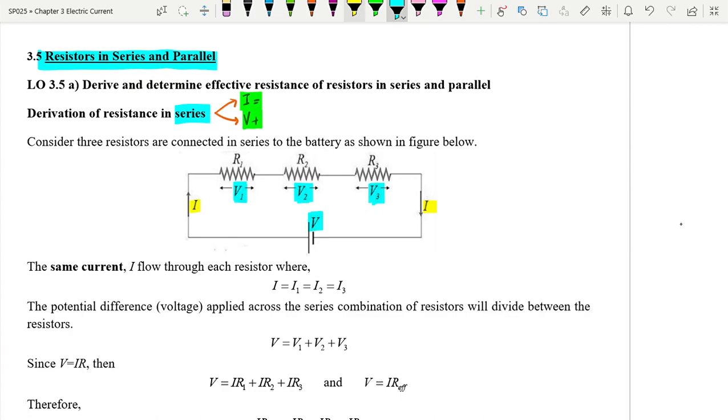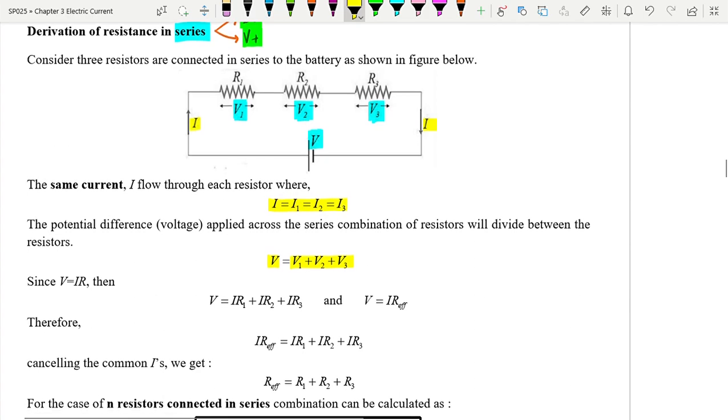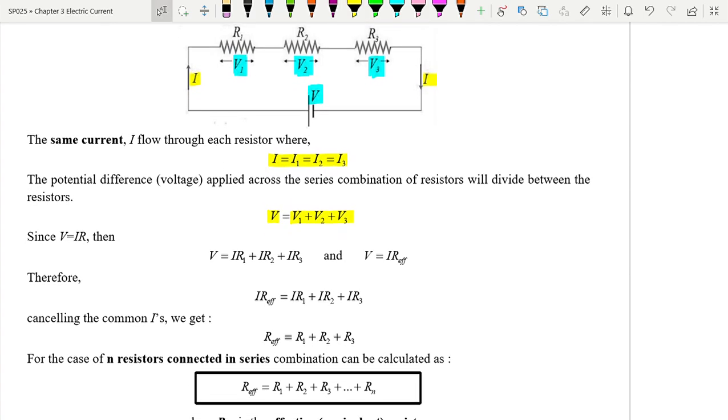So kita fokus kepada poin-poin penting. Macam saya kata, kalau series I mesti sama. Tetapi V total yang diberi daripada bateri adalah hasil tambah V across each resistor. So daripada 2 poin yang penting ni, kita boleh derive the formula for resistance. So you should be able to derive this formula of resistance in series and parallel. Okay, so derivation ni korang boleh tengok sendiri. Saya just highlightkan apa-apa yang penting saja.